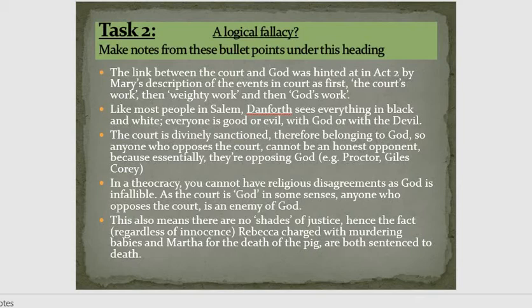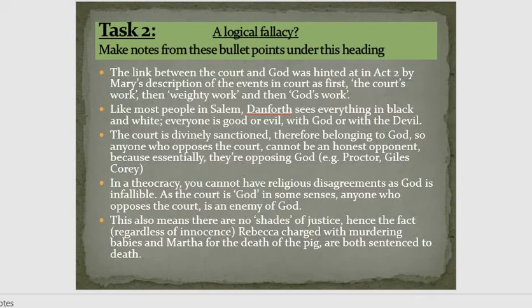The court is divinely sanctioned, therefore belonging to God. So anyone who opposes the court cannot be an honest opponent, because essentially they're opposing God. So for instance, Proctor, Giles or Corey. So anybody that even slightly questions Danforth's authority is directly questioning God, because Danforth's word, the court's word, is gospel, comes from God. In theocracy, you cannot have religious disagreements, as God is infallible. As the court is God, in some senses, anyone who opposes the court is an enemy of God.